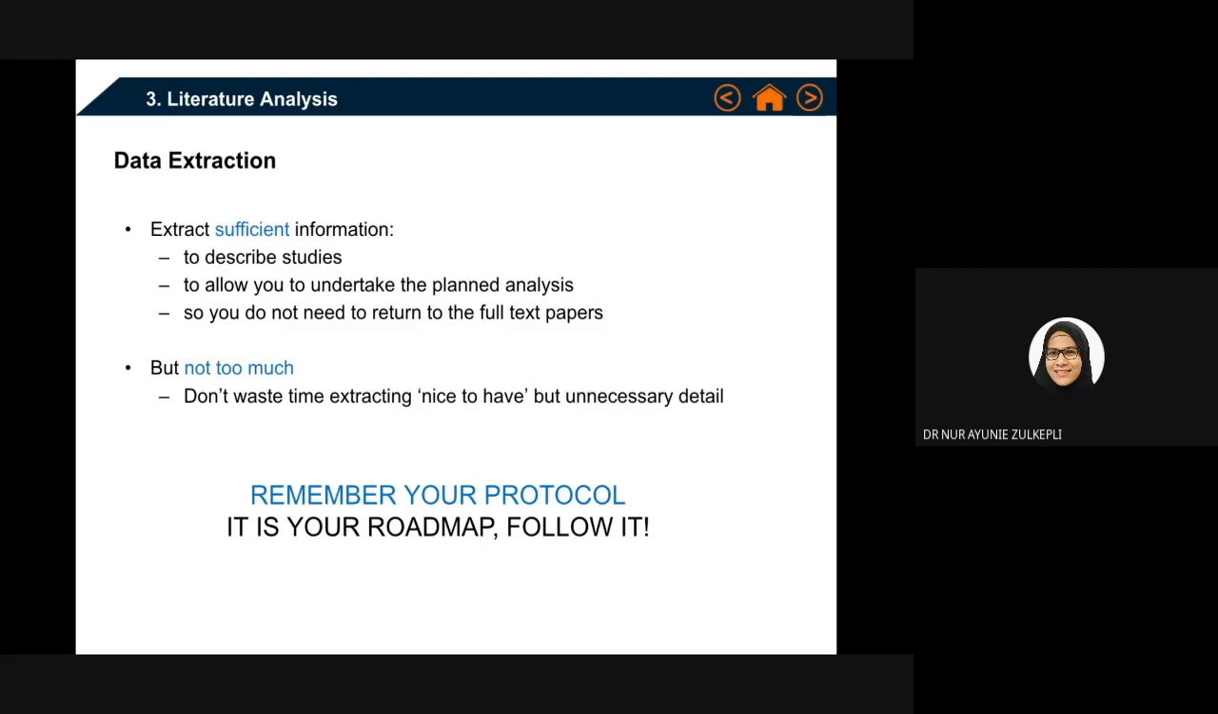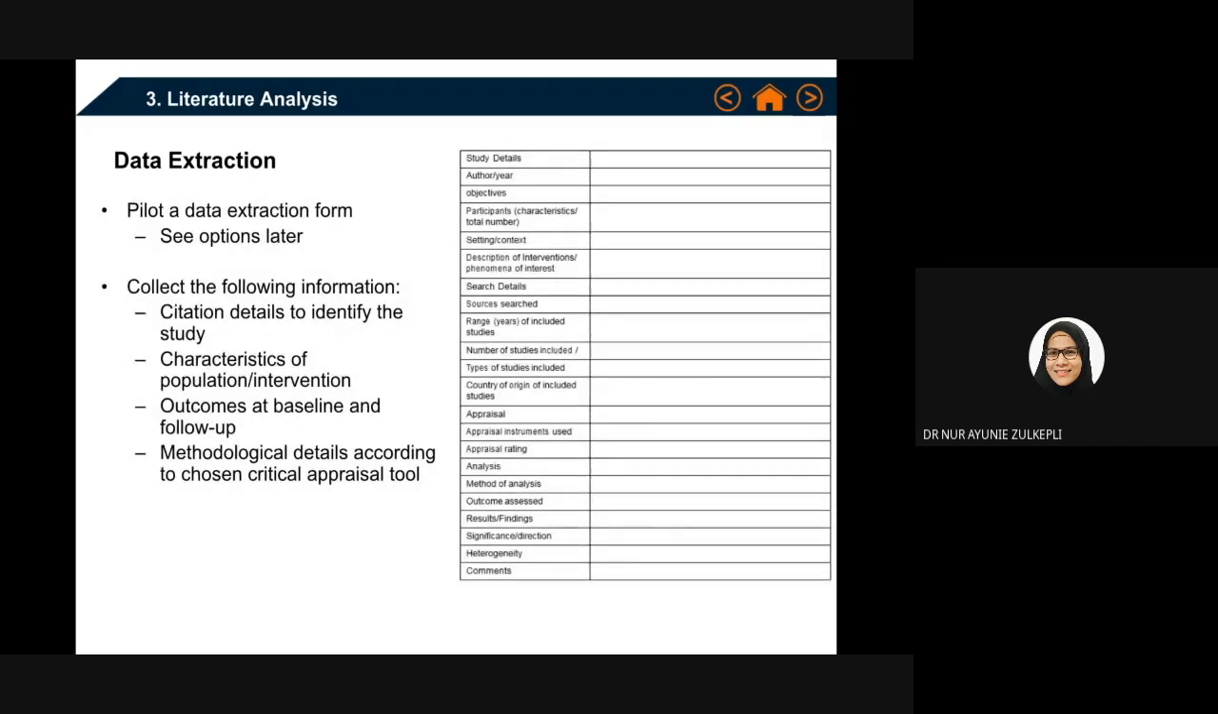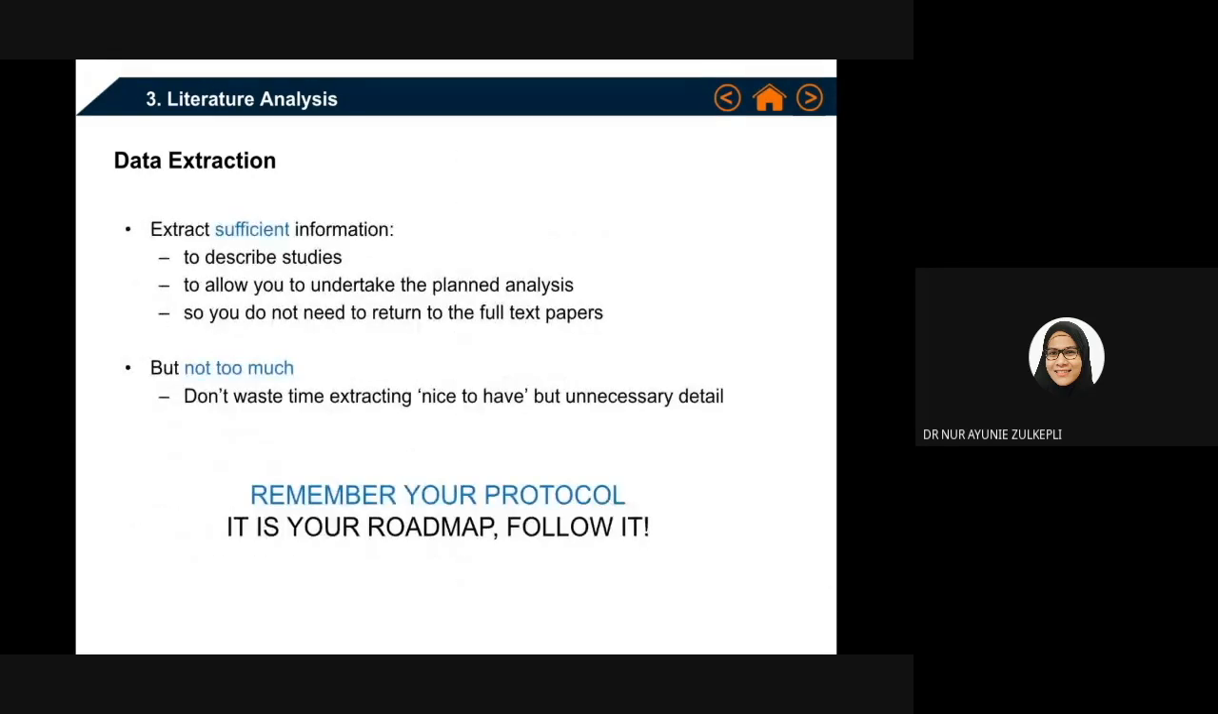You already know, for example, that from 50 out of 55 papers, there are 2 papers that discussed point A. So you don't have to go to the full text and read again. It's better for you to have a form like this. Extract sufficient information, but not too much. Don't waste time extracting nice-to-have but unnecessary detail.